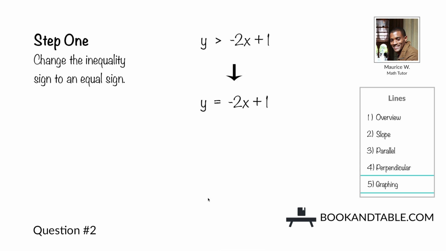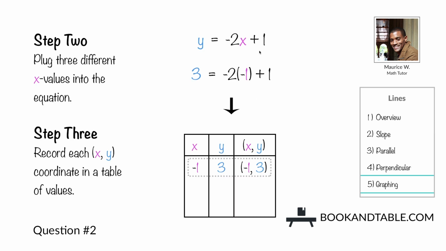Let's now have a look at question number 2. You were given the inequality y is greater than negative 2x plus 1. Step 1, change the inequality sign to an equal sign. This will give us y is equal to negative 2x plus 1. Step 2, plug 3 different x values into the equation. So we'll use negative 1, 0, and positive 1. And then step 3, we'll record each of these x, y coordinates in a table of values.